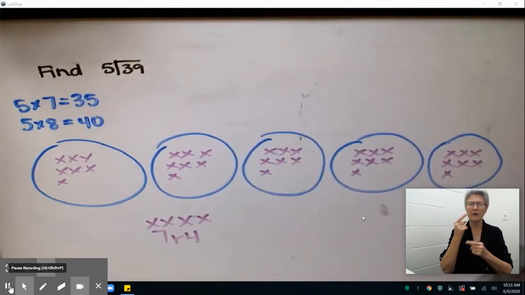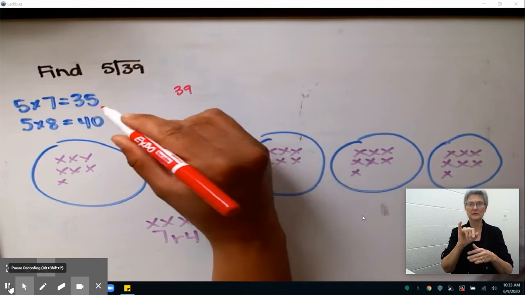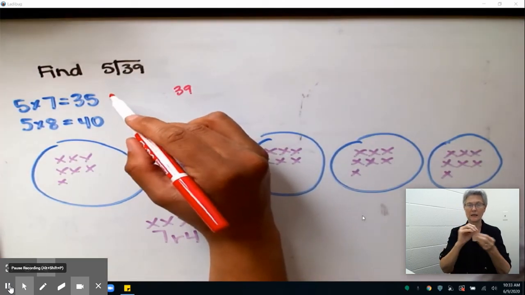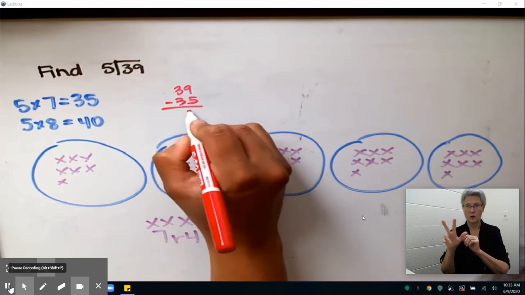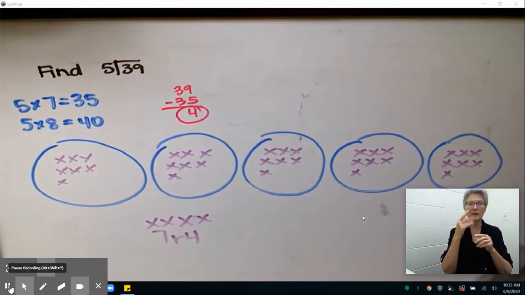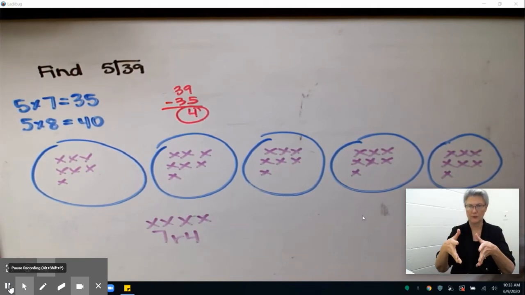If you think about it, this makes a lot of sense because when we look at our number that we started with, our dividend, and the closest multiple of 5 that does not go over that dividend, which was 35, we see that the difference between those two numbers is 4, which is our remainder. So we're seeing that we can use our multiplication facts in order to help us with division problems.